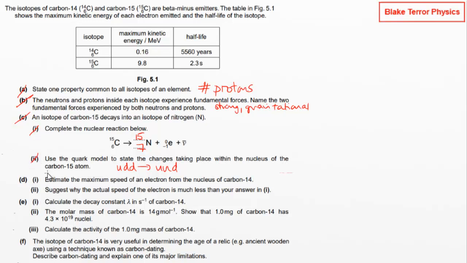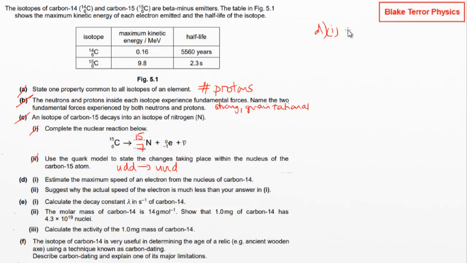Right, so far so good. Estimate the maximum speed of an electron from the nucleus of carbon-14. I'm going to start moving up here. I've left this space for some calculations. So, maximum speed of what? I've forgotten the question now. Electron from the nucleus of carbon-14.